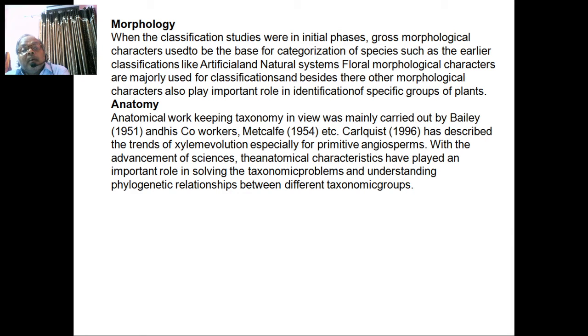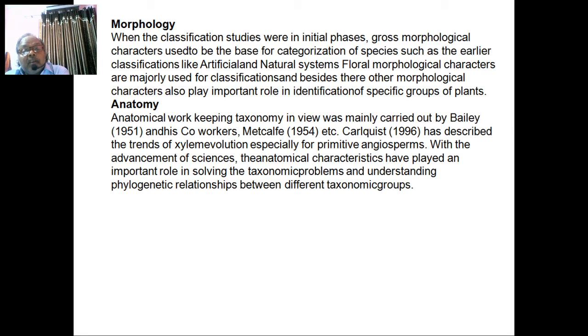Then morphology. When classification studies were in the initial phase, gross morphological characters were used for the categorization of species, such as in the earlier artificial and natural systems of classification, where floral morphology was the majority basis. Besides this, other morphological characters also play an important role in identifying specific groups of plants, like the anatomy.